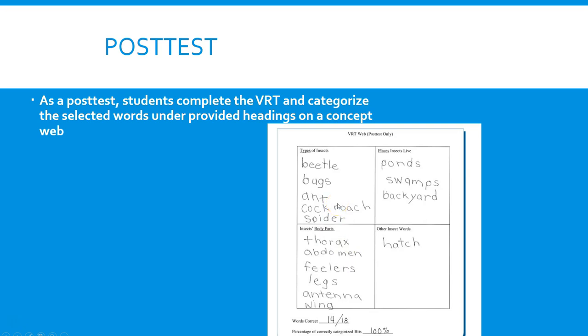So if they did the first part of this test, you may have just been looking at whether or not they knew that these words related to insects, but here you're actually categorizing it to see how much they learned about those words and about the context that those words would be in.